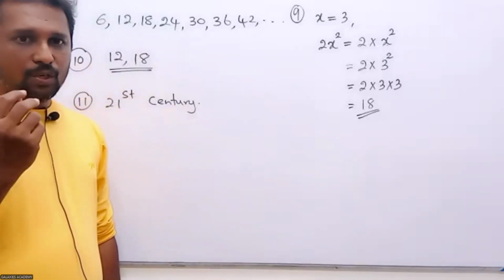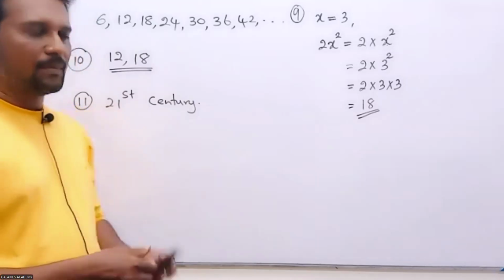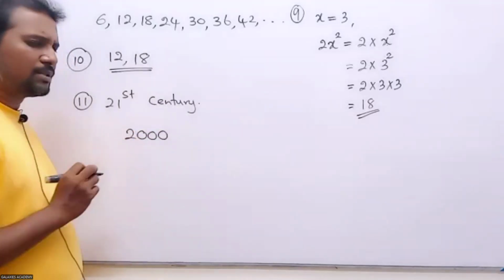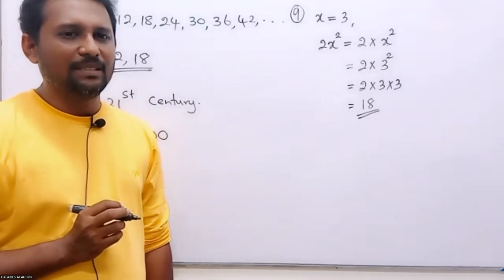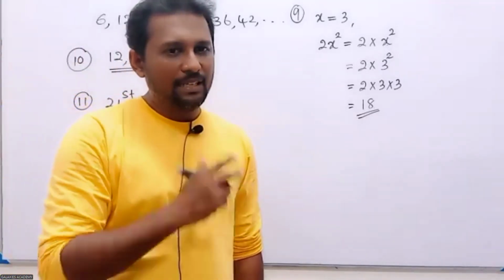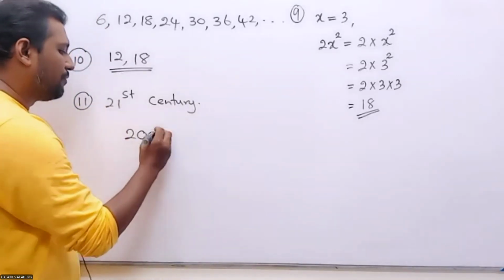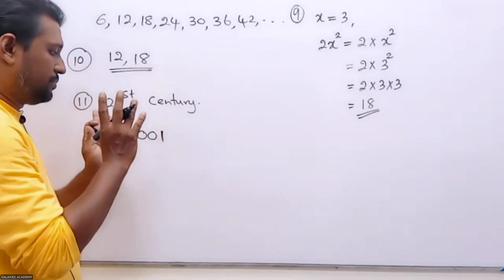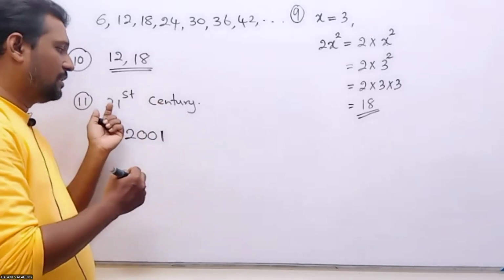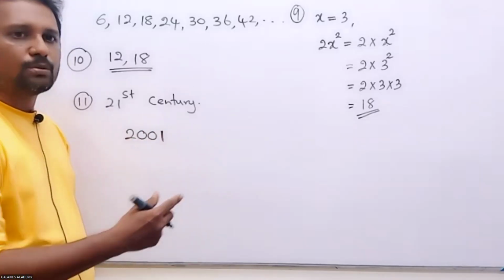It should be 2000, no? 2001. Right? Because it starts with 1 and ends with multiples of 100. So your starting year should be 2001. First I will check what is the starting year and ending year of the 21st century. Starting year is 2001, ending year 2100.